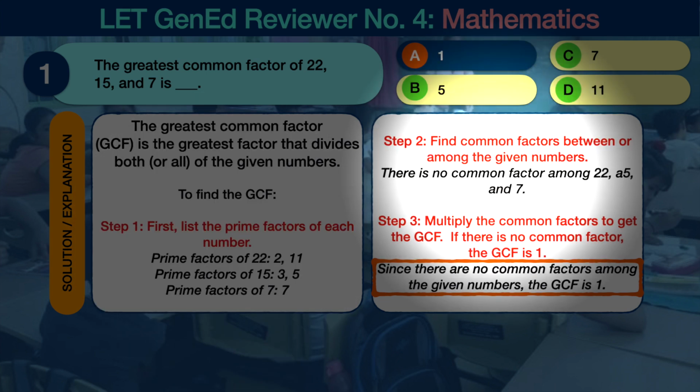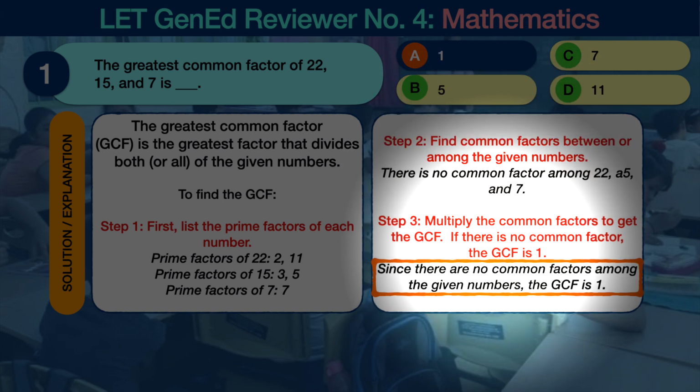Next, find common factors between or among the given numbers. In this particular problem, there is no common factor among 22, 15, and 7. Had there been common factors, we would have multiplied them to find the GCF. In the absence of any common factor, the GCF is 1. Therefore, the correct answer is A. 1.